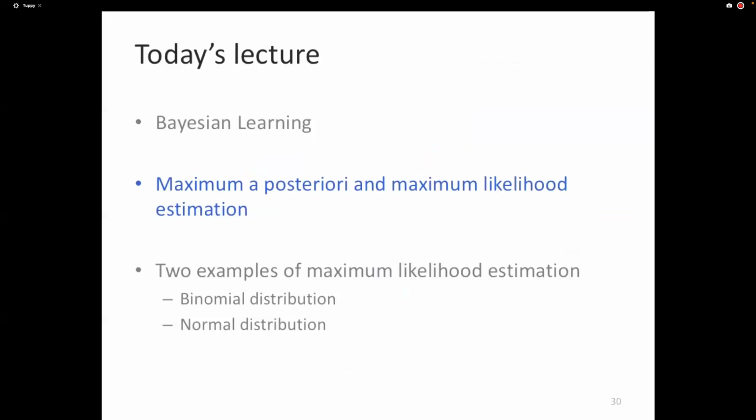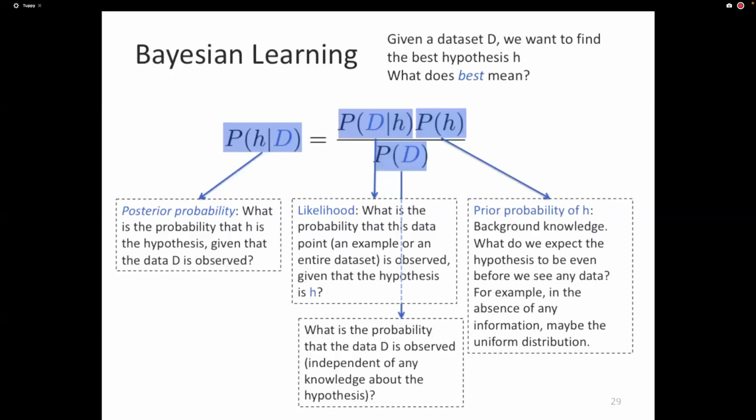Given this setup, let's now look at 2 different criteria for learning. There are questions. How do you know P of H and P of D given H? It seems like it's very hard to know the probability of a hypothesis or the probability of seeing the data given the hypothesis. That's a good question.